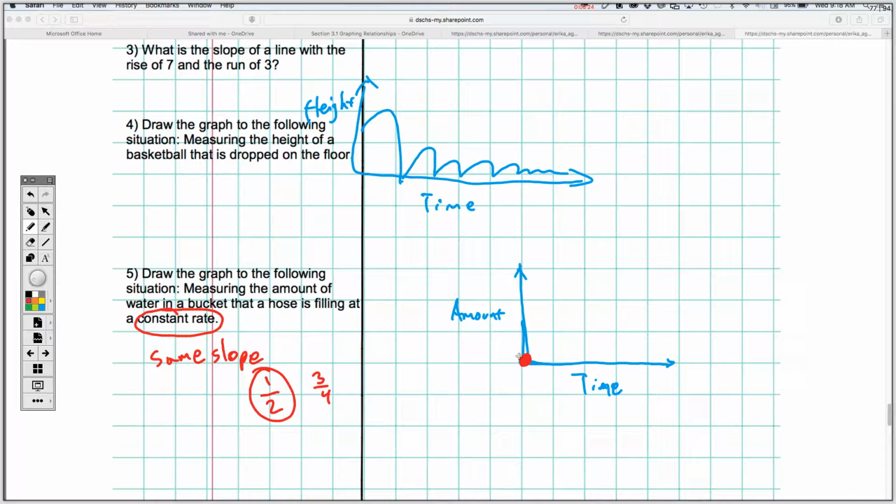I'll pick the half. I go up 1 over 1, 2. Go up 1 over 1, 2. So it's a constant rate, so that means the slope never changes, right? So as long as you pick any slope and then you graph it, this is what it would look like. It doesn't tell you how fast it's filling up. So it's just going to be a line though, because the rate of the hose never changes.